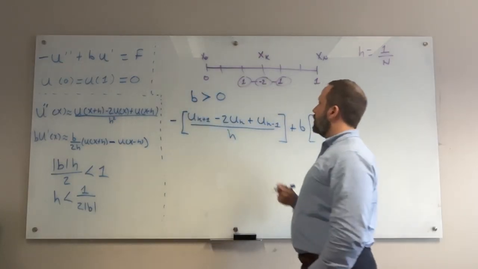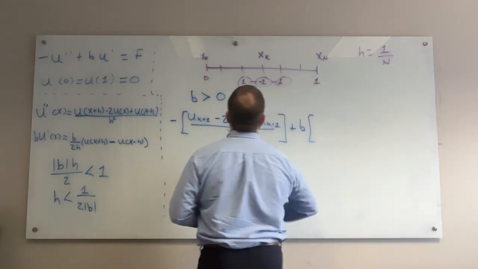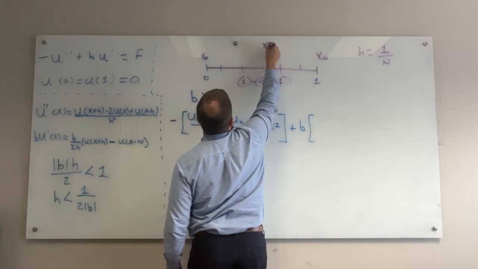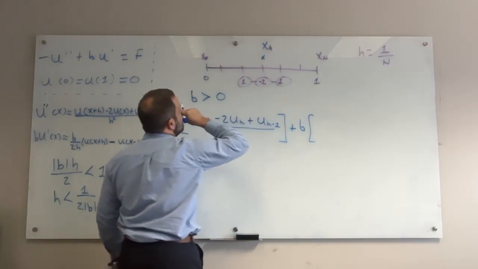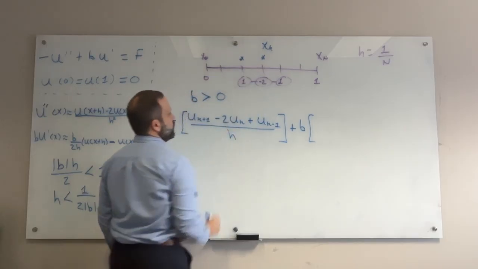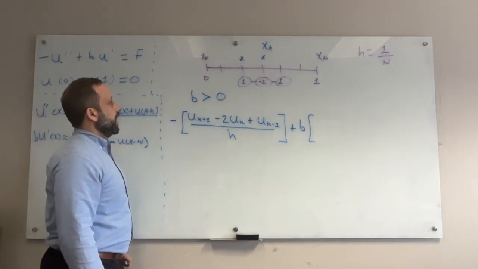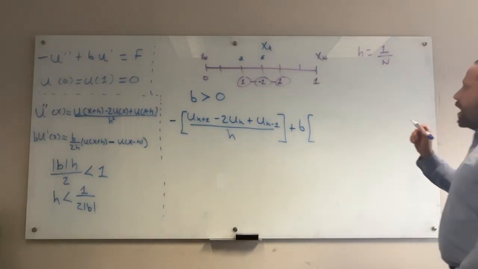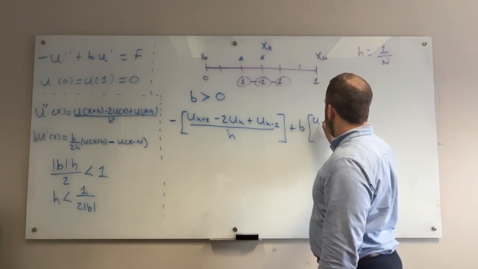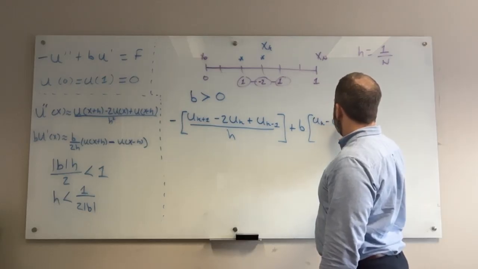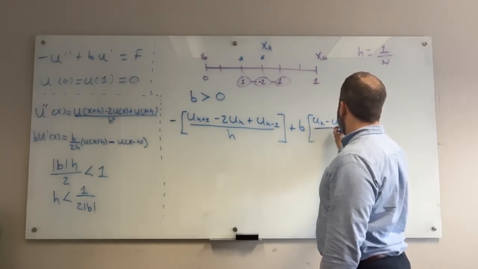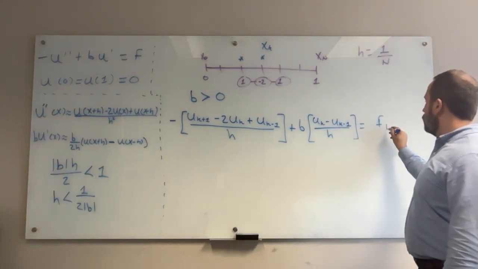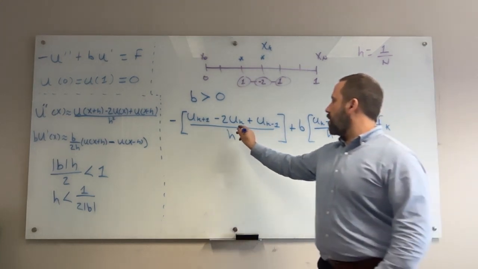And now we need to do a different approximation. So what is the approximation for the first derivative going to look like? Well, if this is xk, we want to use this one, and we want to use this one right here. Okay, so what will that approximation look like? It's going to be uk minus uk minus 1, divided by h, and this is going to be equal to f sub k. Oh, sorry, there's an h squared here.